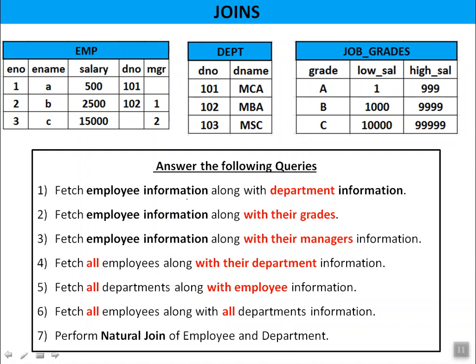Look at the first query. Fetch employee information along with department information. Fetch employee information along with grades. Fetch employee information along with managers. Fetch all employees along with their department. Similarly, the last join, natural. Let's go ahead with one after the other.